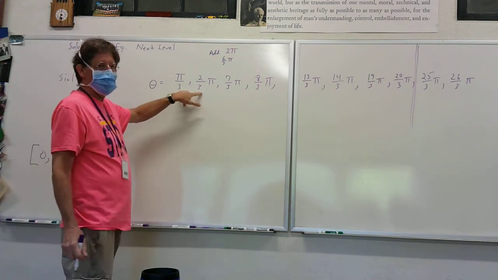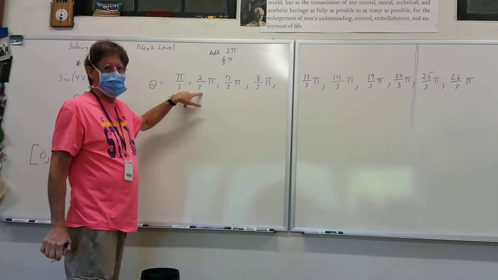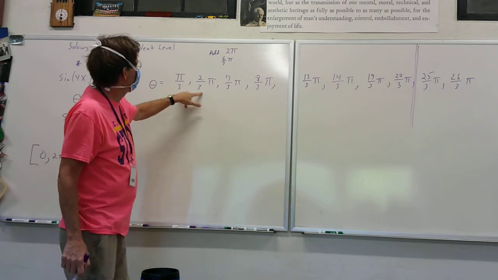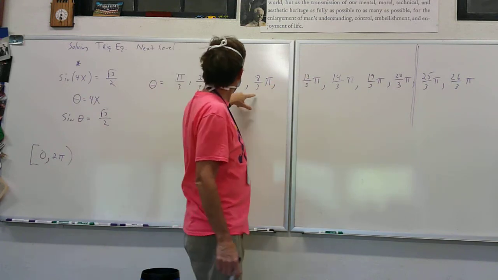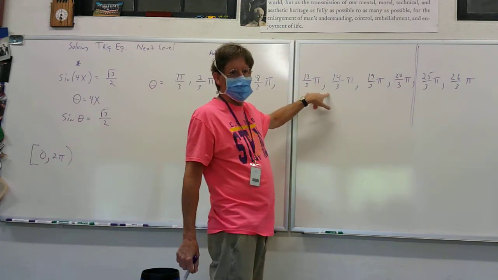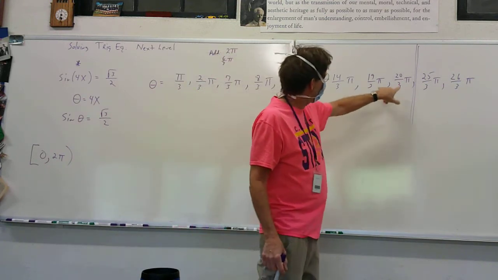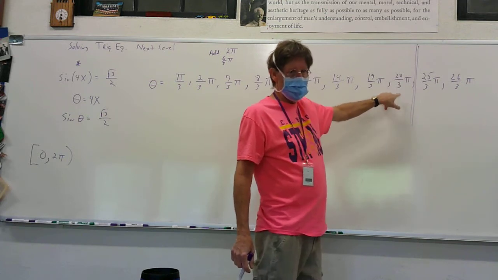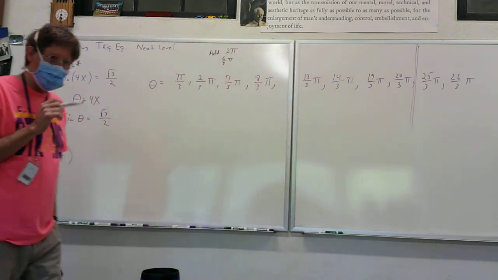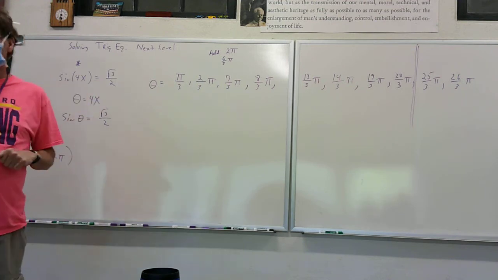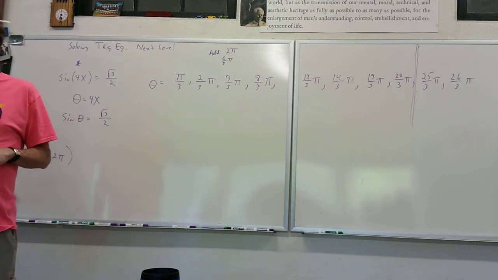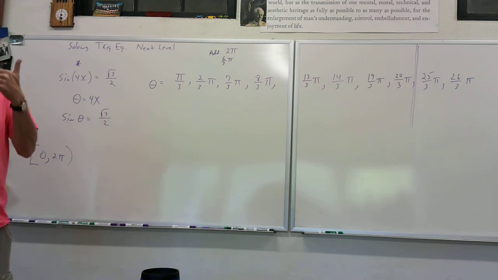Yeah, these are my 2 that I got the first time I went around the circle, right? Then I added 2 pi to those. That's my 2nd time around the circle. Add 2 pi to those. That's my 3rd time around the circle. Add 2 pi to those. That's my 4th time around the circle. And how do I know I've got to go around the circle 4 times? Got that 4 right there. If I had a 2 right there, I'd only go around the circle how many times? 2. Okay? Is that all right?